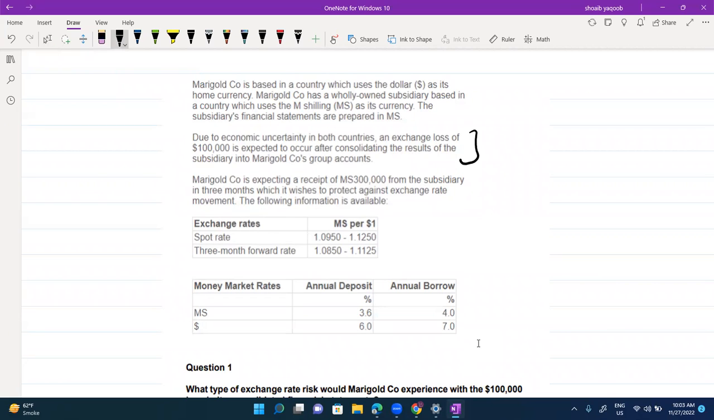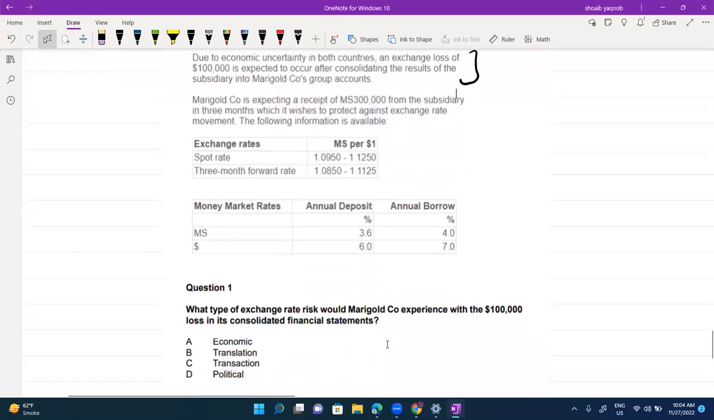जो consolidation में आता है. What kind of risk is this? Translation. Okay, Marigold is expecting to receive a 300,000 M shilling from the subsidiary in 3 months' time, which wishes to protect against exchange rate movement. Spot rate is given, forward rate is given, money market rates are given. Which type of exchange rate risk would Marigold experience with a $100,000 loss in its consolidated financial statement? Translation risk. Excellent. Okay, और भी क्वेश्चन है इसके?